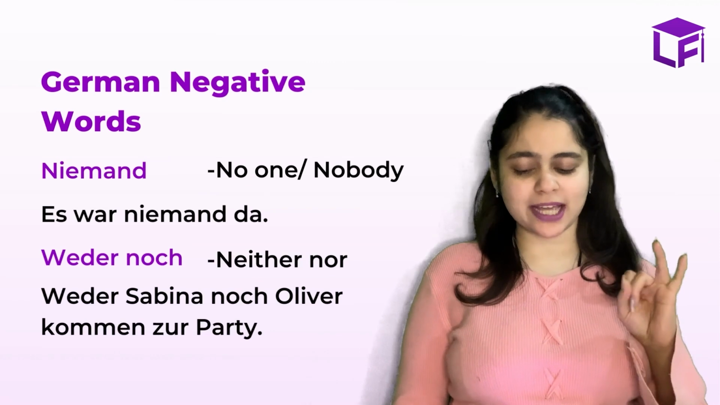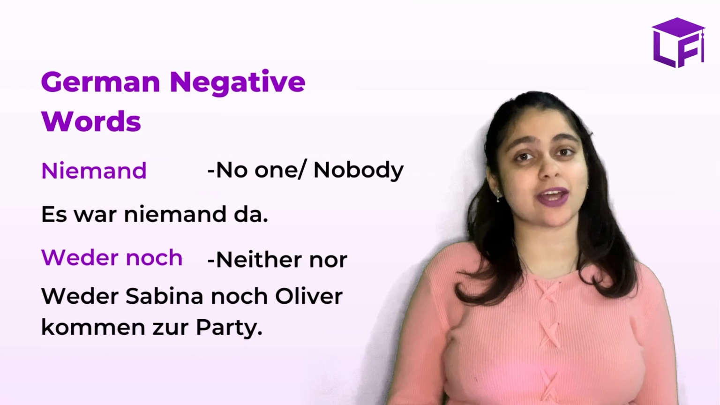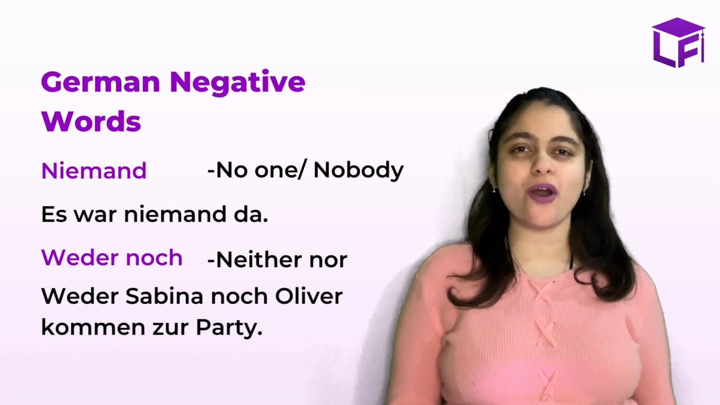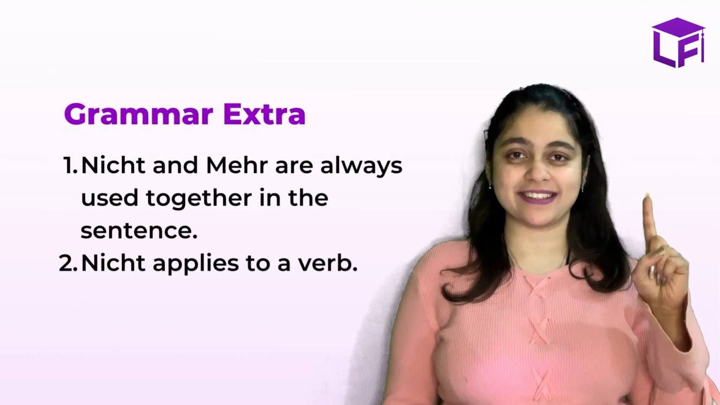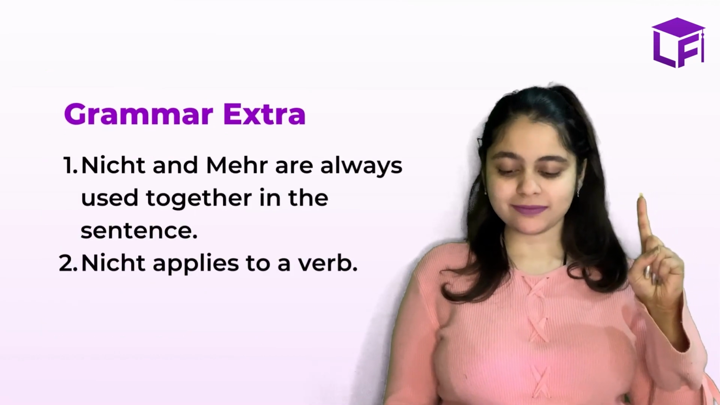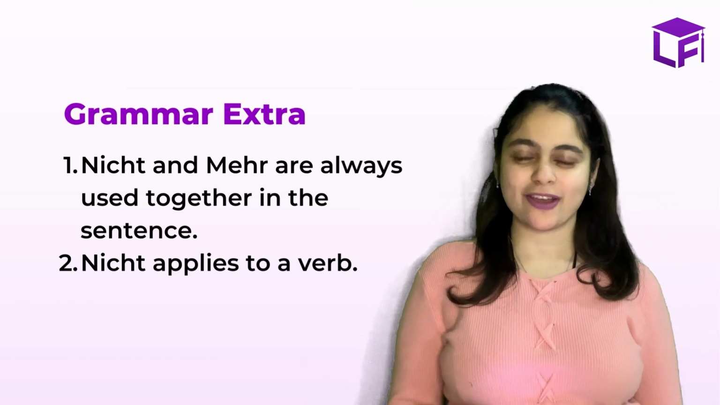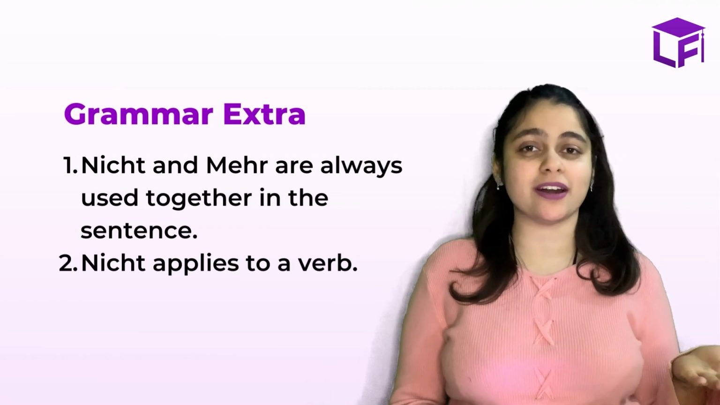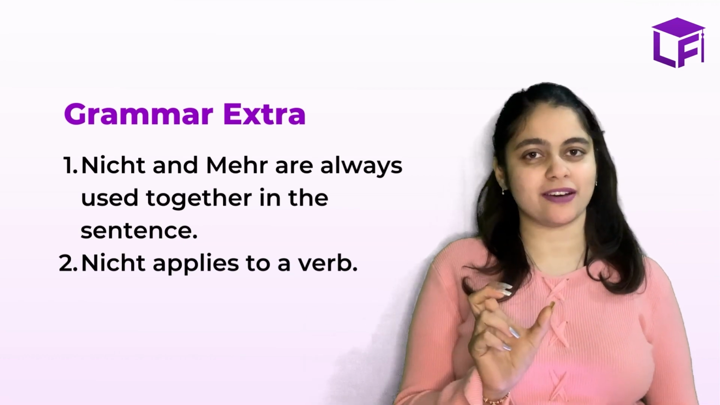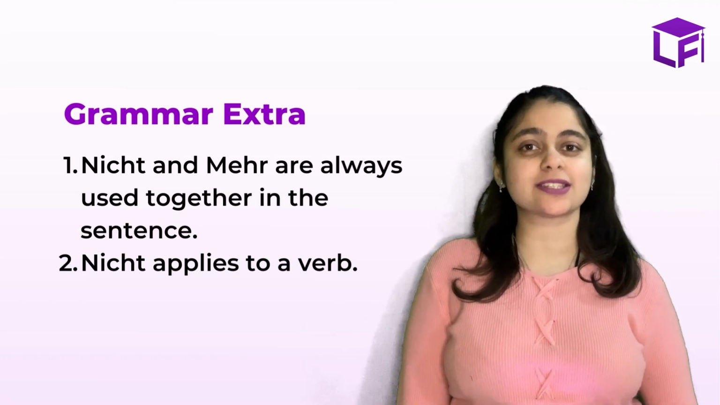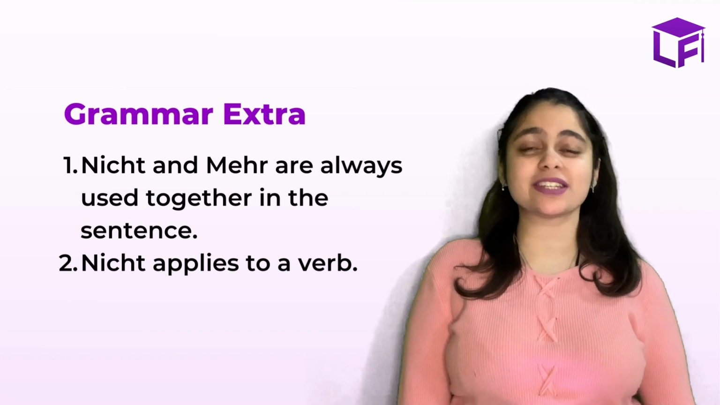Alright, the points that I'm going to cover for grammar extra pertain to the negatives that we have just now discussed. So, here you go with the first point, Punkt Nummer eins. Nicht and mehr are always used together in a sentence. You always use nicht mehr, that is no longer or no more. Both these words will appear in a sentence quite close to each other. Understood? Okay. Moving to the next one.